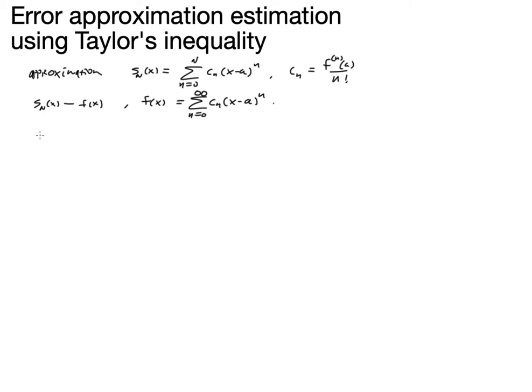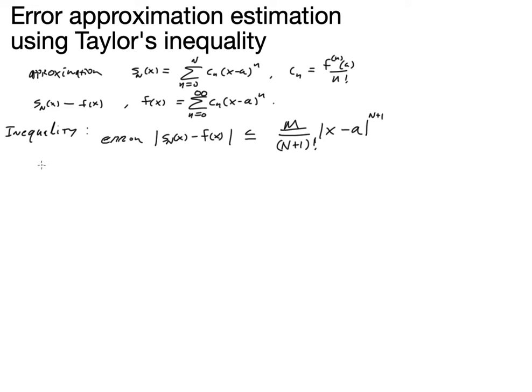Okay, so this is where Taylor's inequality comes in. The inequality is pretty straightforward. It says that the error, the absolute value of S capital N of x minus f of x, is less than or equal to some number big M over capital N plus 1 factorial times the absolute value of (x minus a) to the N plus 1. This is bounded on the domain where the absolute value of x minus a is less than or equal to some d value, and this is of course given.